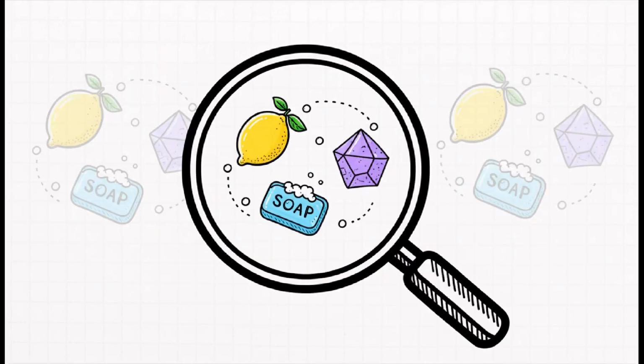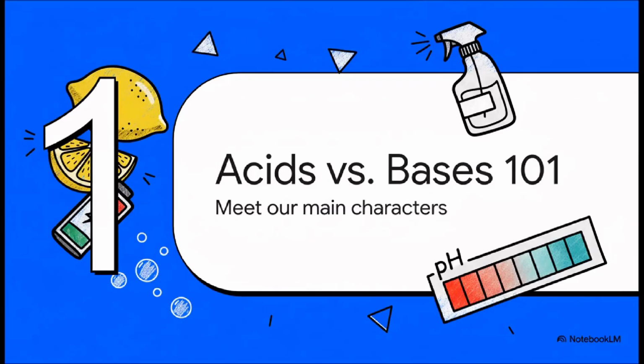In that link, it's an invisible world of acids, bases, and salts. These are like the main characters in a chemical story that's constantly unfolding around us. So today, we're going to make them visible and really understand how they shape pretty much everything. All right, so let's get right into it and meet the two main players in this story, acids and bases. And trust me, they have very, very different personalities, as you're about to see.